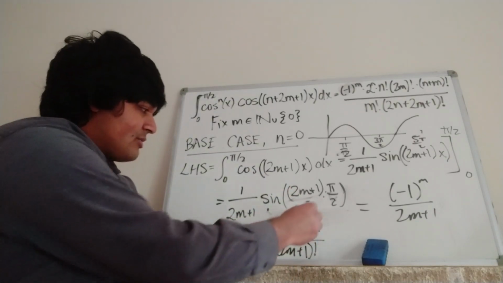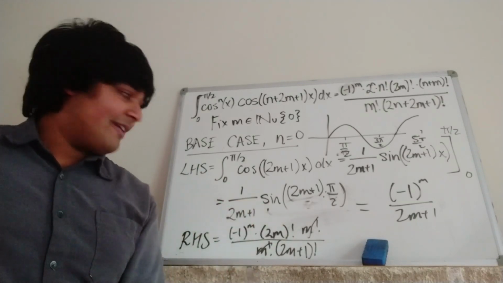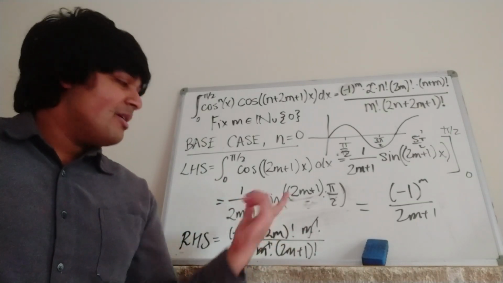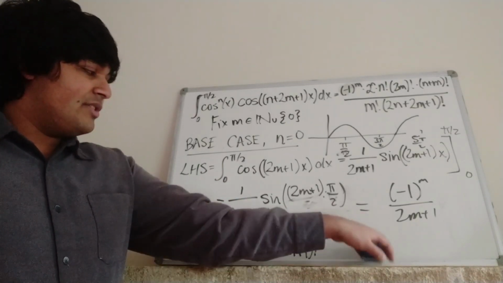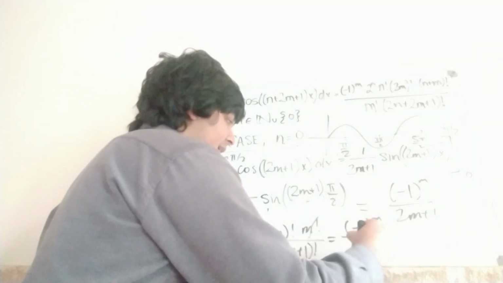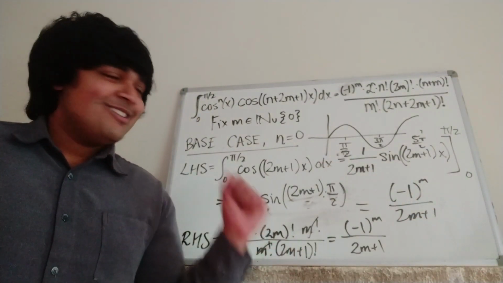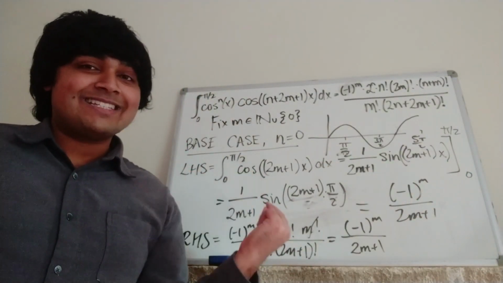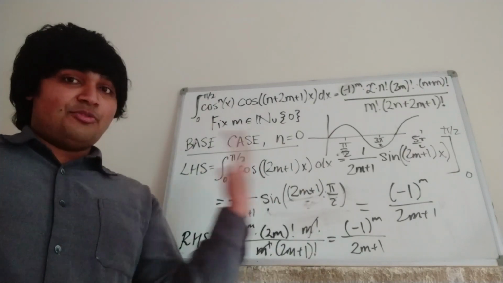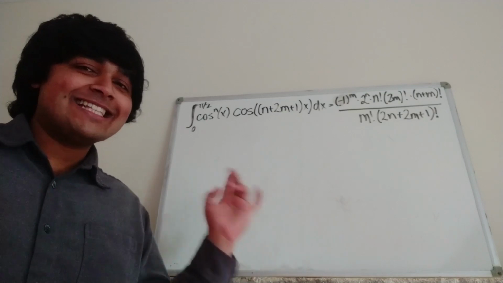Of course these m factorials will cancel, and now I'm left with minus 1 to the m times 2m factorial over 2m plus 1 factorial, but of course that is just 1 over 2m plus 1. So we get that this thing here is minus 1 to the m divided by 2m plus 1, which is exactly the same as that guy there. Okay, so that was a long-winded way of proving the base case. Now let's use proof by induction and complete the proof. We've done the base case, let's continue.